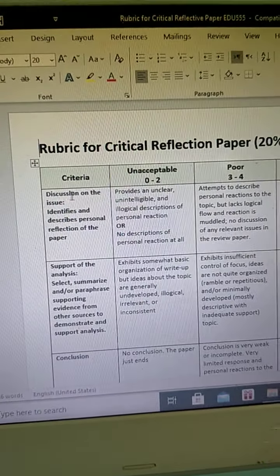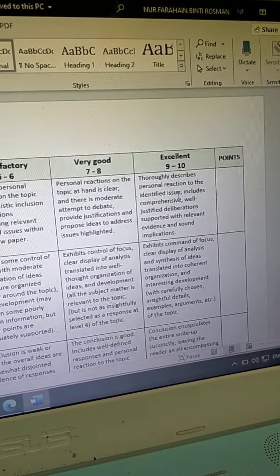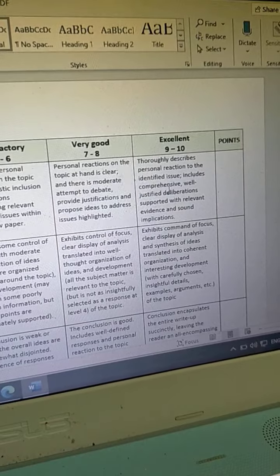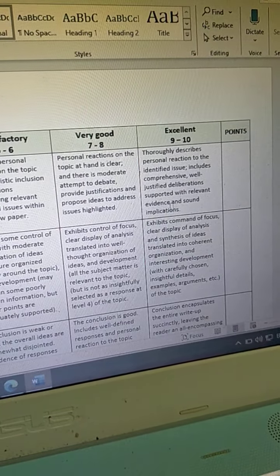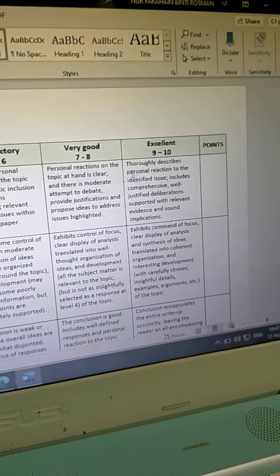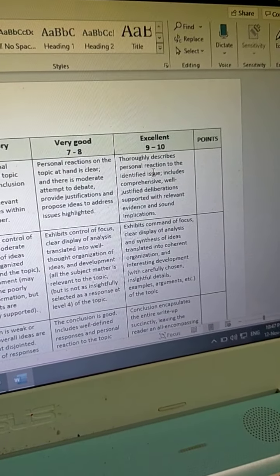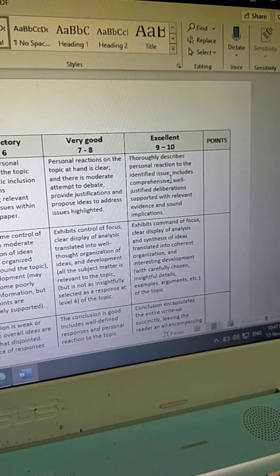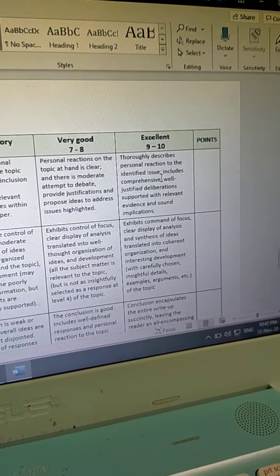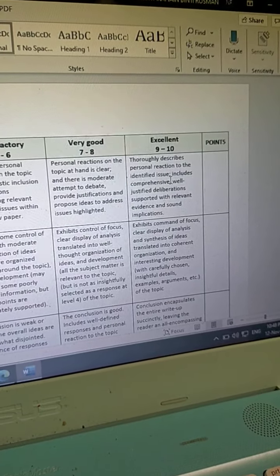Okay, for discussion dia nak kita cakap pasal personal reflection on the issue. Lepas tu be comprehensive, well justified, supported with relevant evidence and sound implications. So here keyword dia, you punya reaction to the issue. Okay, so you talk about the issue. Then main idea you, contoh lah, main idea you pasal mental health.